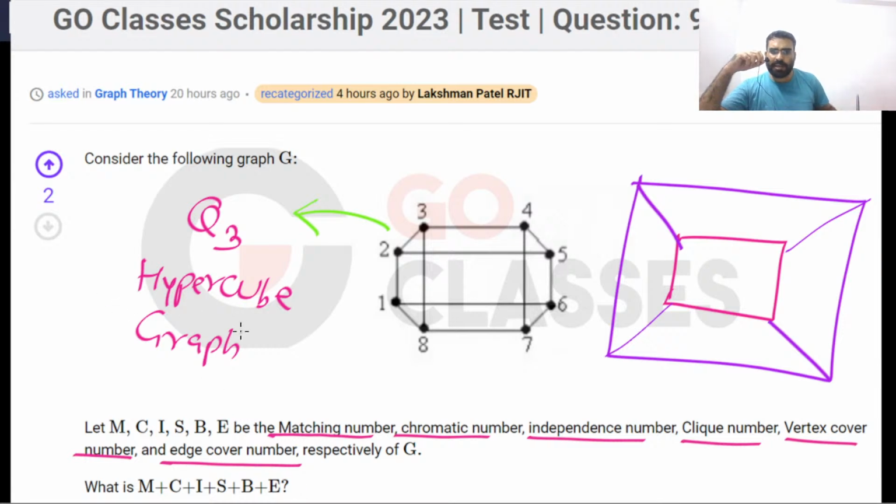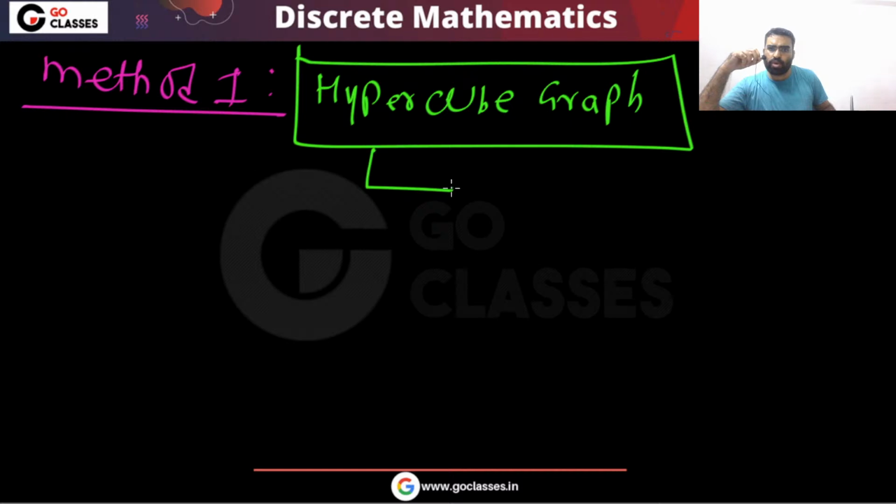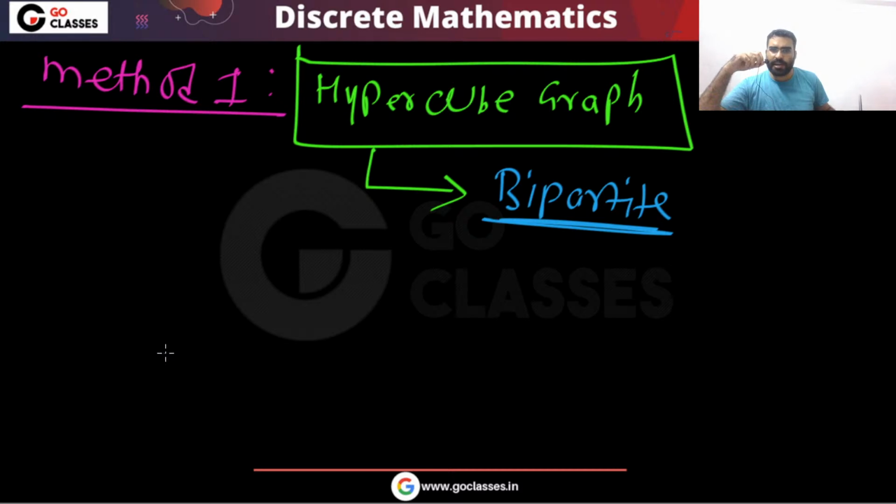And a hypercube graph is bipartite. I told you this in the class. Whenever you see any question on a hypercube graph, what should come to your mind? That it is bipartite. Now you can find things very easily. So what is the chromatic number? Let's find it out.